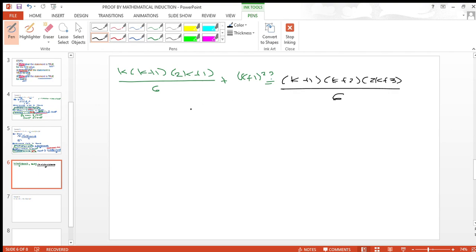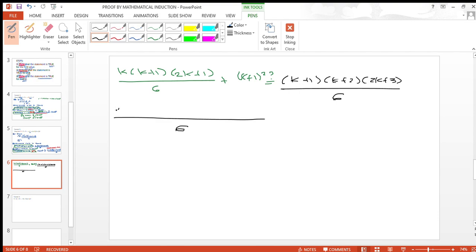Now let's observe. We need our algebra here. If you will observe in your right side, you have a single term, in the sense that you have a single numerator divided by a single denominator. While for the left side, you have two terms, a fraction plus k plus 1, the quantity squared. So let's work with the left side. What we can do is maybe combine them first. LCD 6, isn't it? Because the denominator of this is 1. 6 divided by 6 is 1.